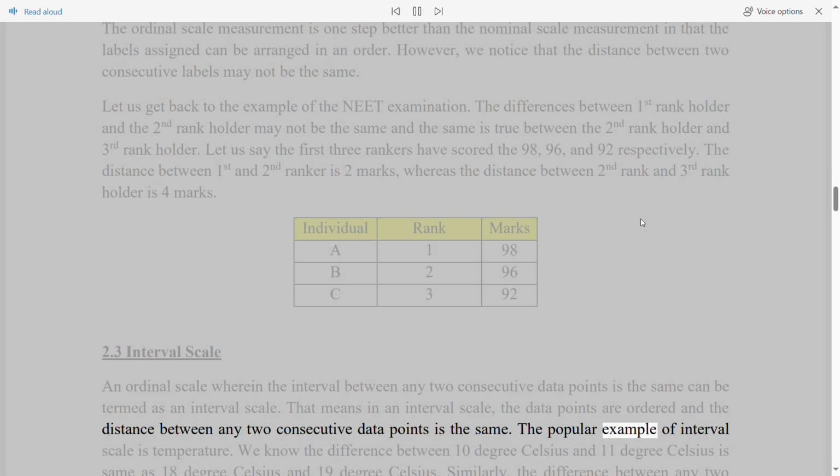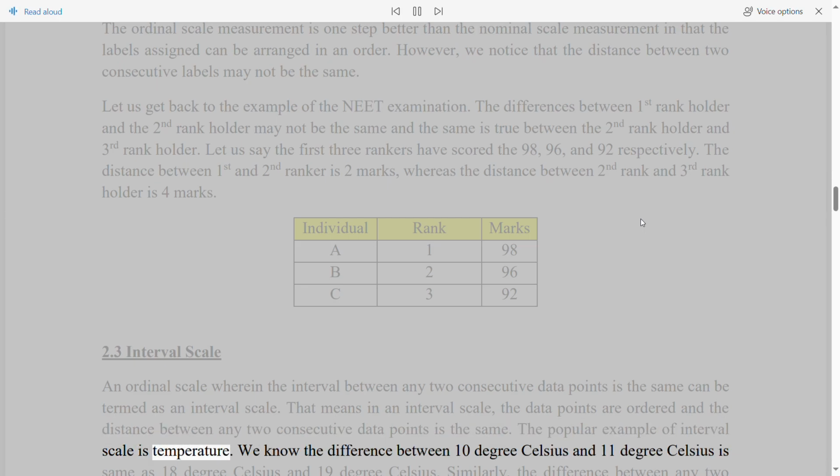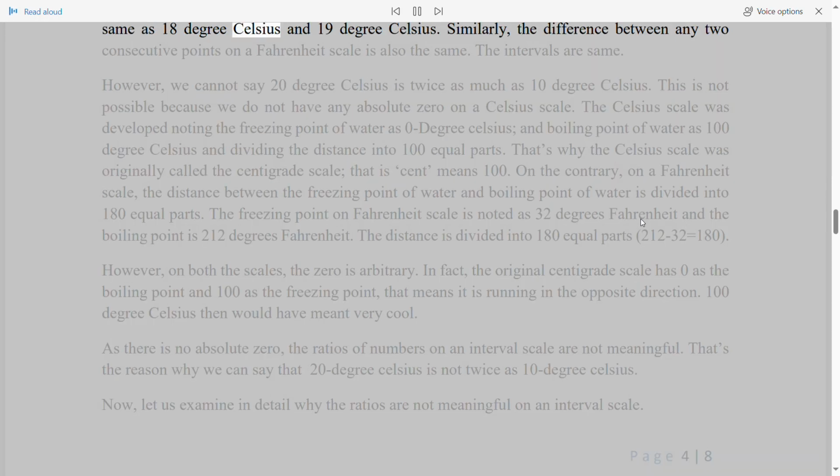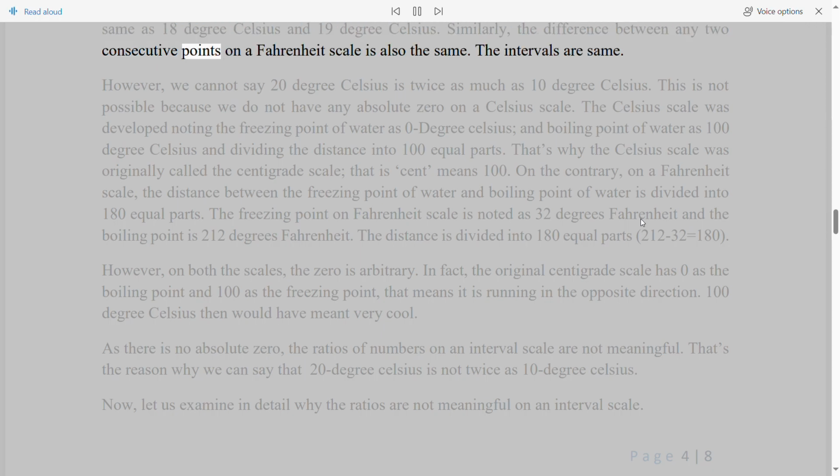The popular example of interval scale is temperature. We know the difference between 10 degrees Celsius and 11 degrees Celsius is same as 18 degrees Celsius and 19 degrees Celsius. Similarly, the difference between any two consecutive points on a Fahrenheit scale is also the same. The intervals are same.